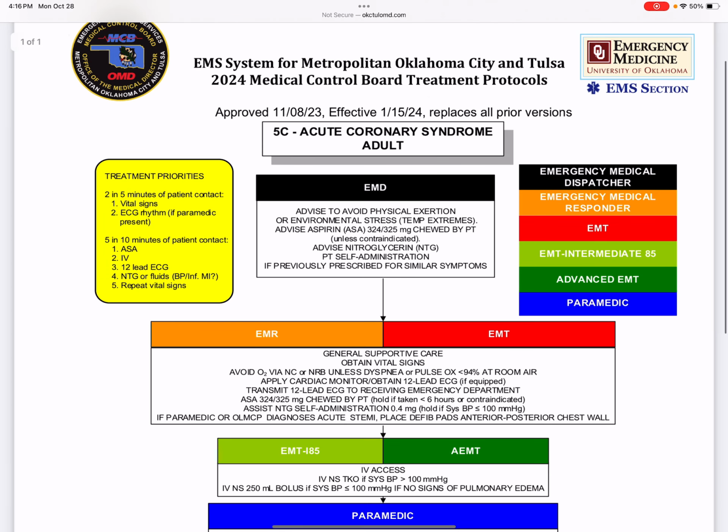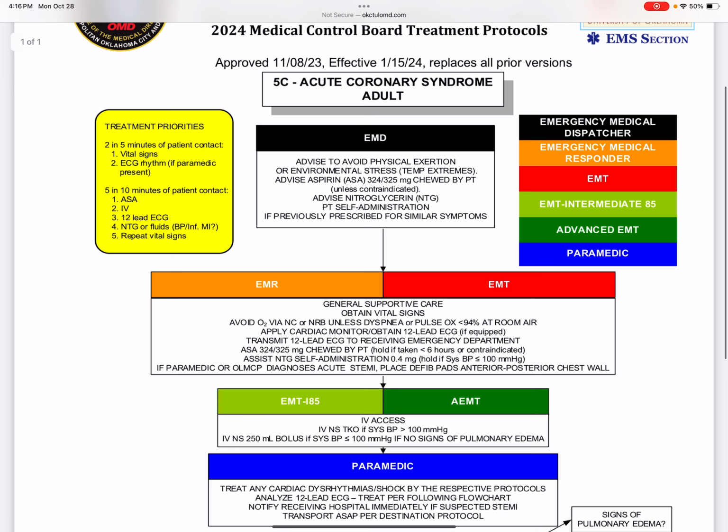Let's hop into Section 5C real quick. It's acute coronary syndrome in an adult. We already talked about the treatment priorities for this earlier on with just ACS patients, so your treatment priorities don't change. The only thing that may look different is in the 5 and 10 when it says nitro or fluids. It's talking about if the blood pressure is lower and if it's an inferior MI.